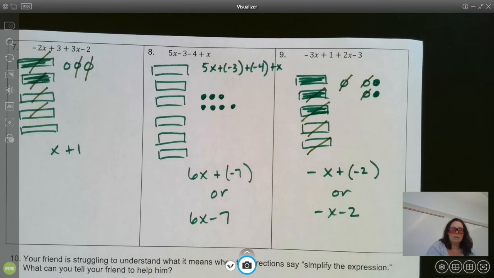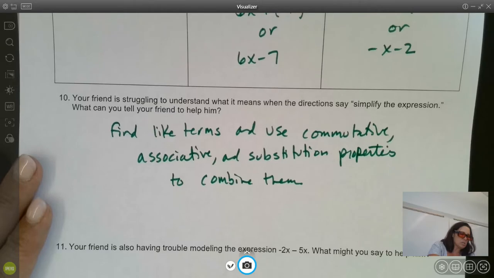Oops, sorry guys. Find like terms and use the commutative, associative, and substitution properties to combine them. Okay, your friend is also having trouble modeling the expression negative 2x minus 5x. What might you say to help him?